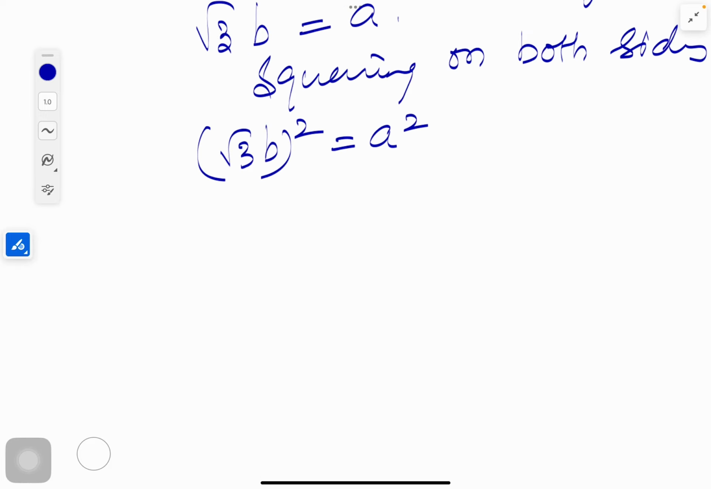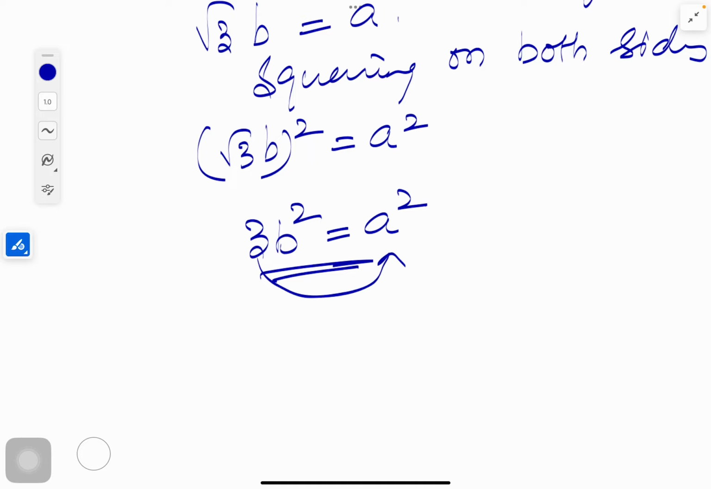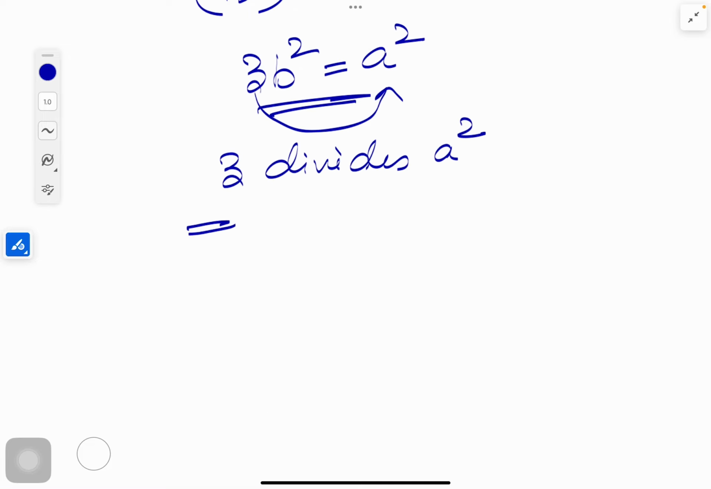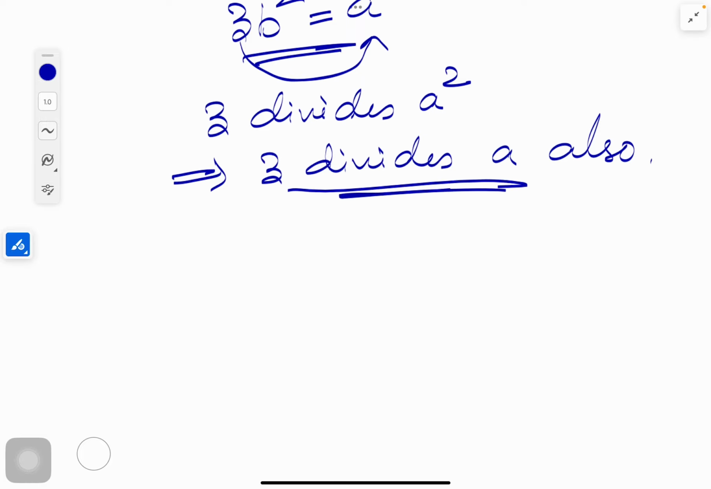ठीक है, root 3 square क्या बन गया? 3. 3b square is equal to a square. What do you understand by this statement? We understand that 3 divides a square. Okay, 3 divides a square. अब 3 divides a square implies 3 divides a also, right? A also. Now how can I write this symbolically?